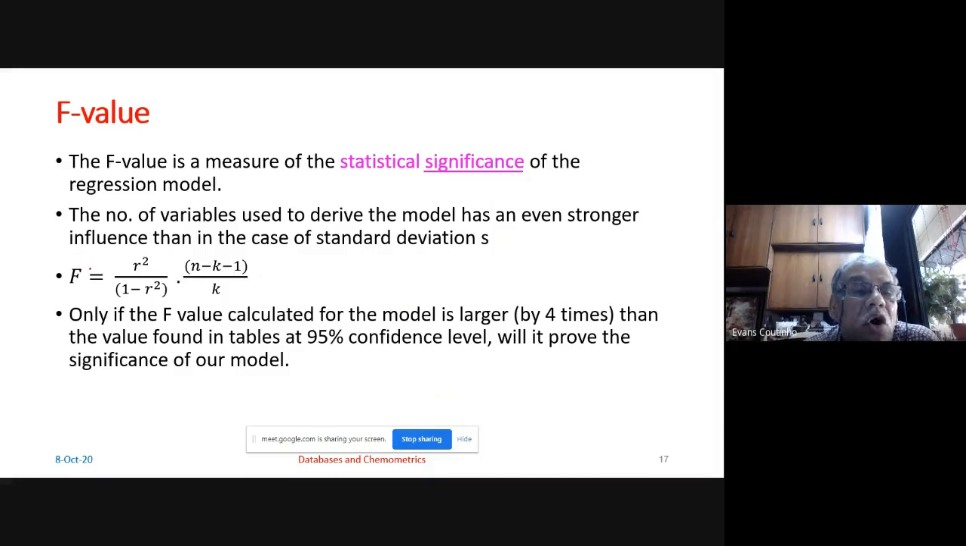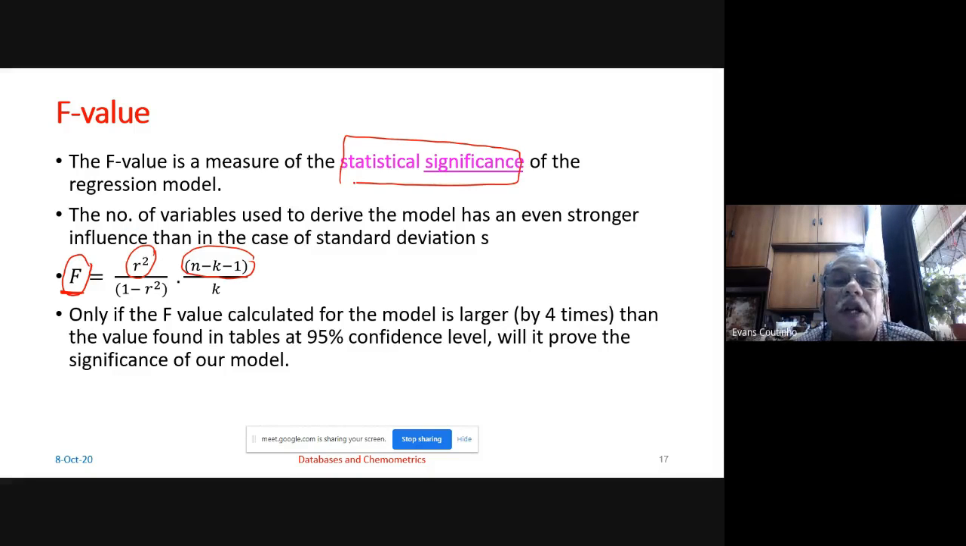Another thing we must also look at is the F value, the F test. Now, the F test, like the standard deviation, is also a function of the correlation coefficient and of the degrees of freedom. So it is a very stringent test for the goodness of your model, or more appropriately, the statistical significance of your model. So do not neglect the F value. Look at the F value and give it careful consideration.